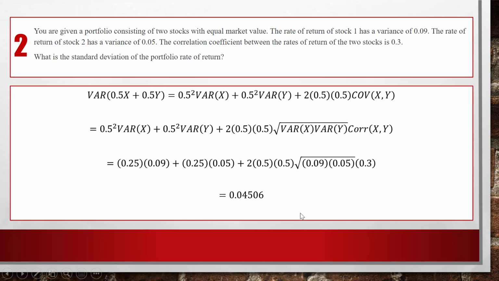Many people forget the last step and use this as the answer, and they end up having the wrong answer. So the volatility here should be the square root of 0.04506, which is 21.23%. So I repeat, standard deviation is just the volatility. So the volatility here is 21.23%.